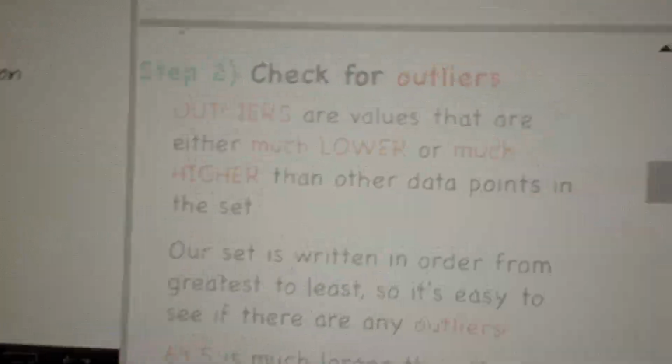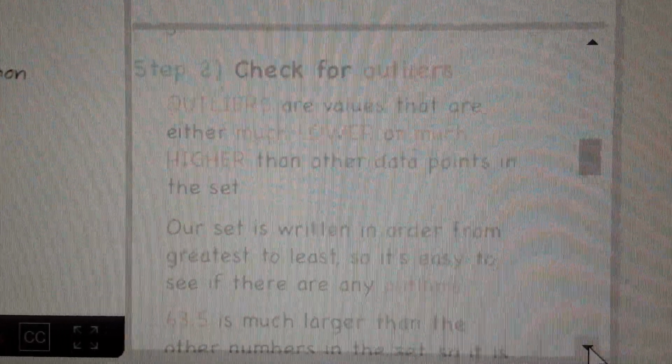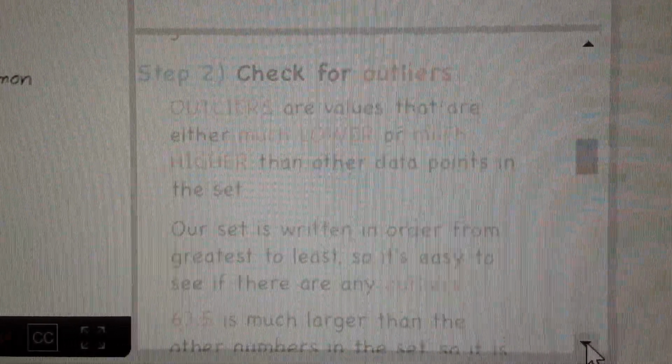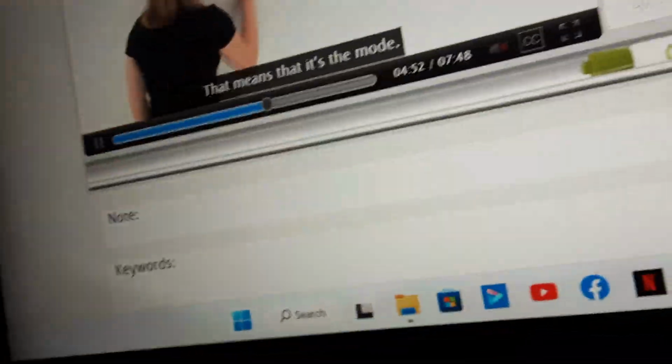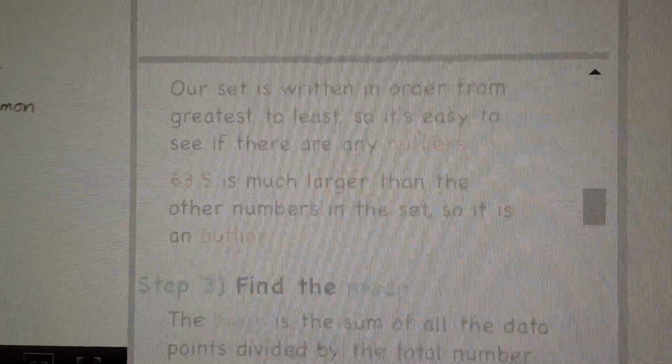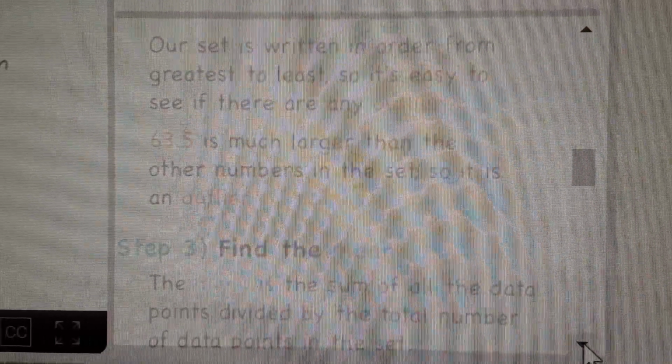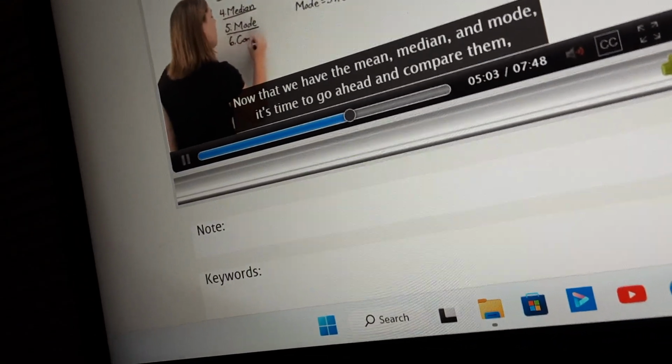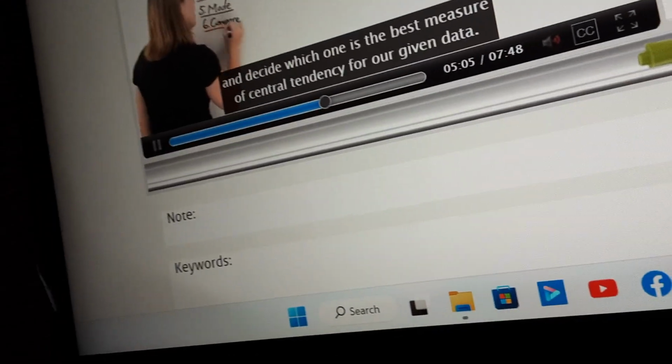37.0 occurs twice. So it occurs more often than any other result. That means that it's the mode. So the mode is 37.0. Great. Now that we have the mean, median, and mode, it's time to go ahead and compare them and decide which one is the best measure of central tendency for our given data.